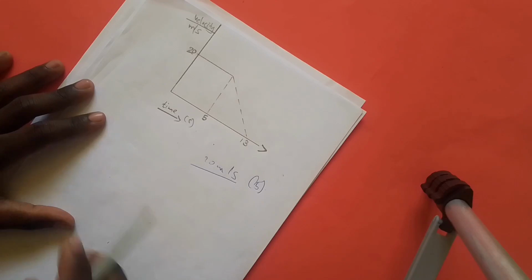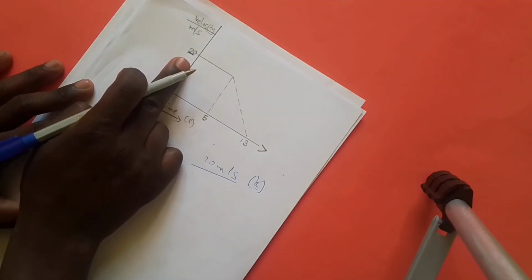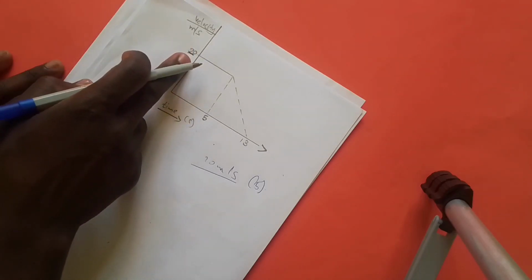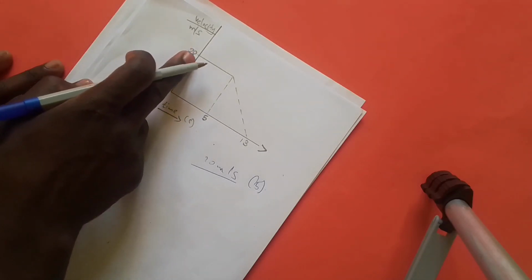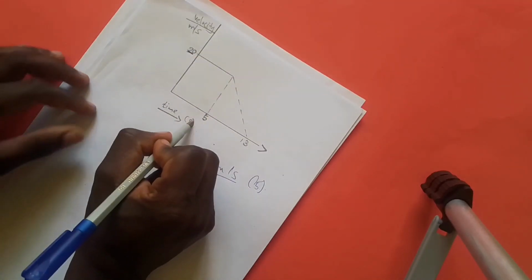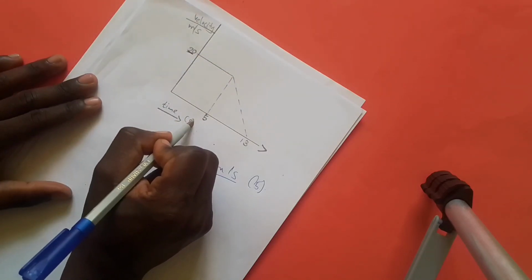So this is 20 meters per second, right? This is the velocity, 20 meters per second. It moved with 20 meters per second for 5 seconds. So for 5 seconds, up to this time period, it was moving with 20 meters per second. Then the brakes were applied.